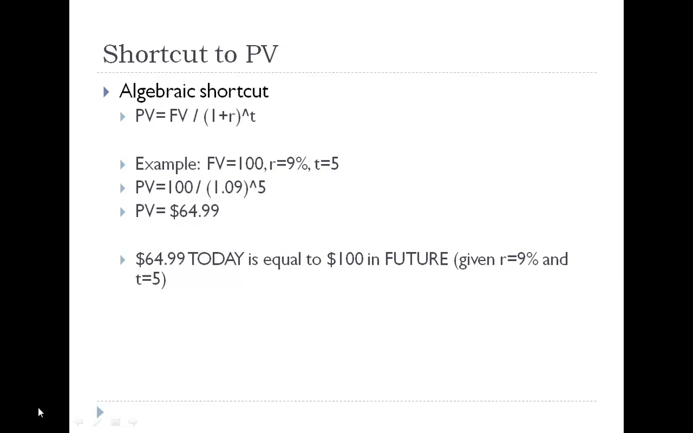And you see when we plug in, let's say for example, that we have a $100 future value and we're going to use 9% interest as our discount rate, and that $100 is not going to occur until 5 years from now. We can plug those variables in, and when we solve for present value, it tells us that $64.99 is the equivalent amount of money today to waiting for 5 years to get the $100 given a 9% discount rate.